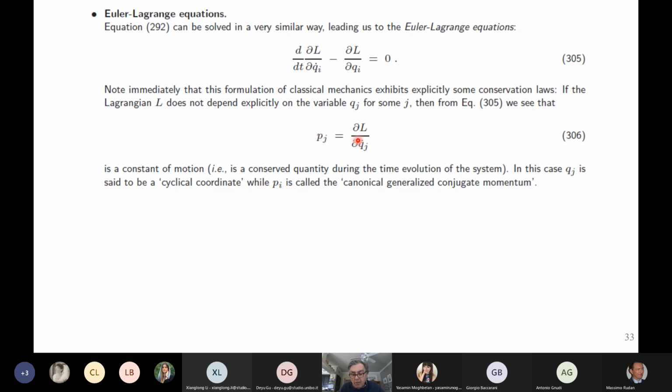And this was done in the era when computers, of course, did not exist. Everything had to be done by hand. The main application was celestial mechanics.